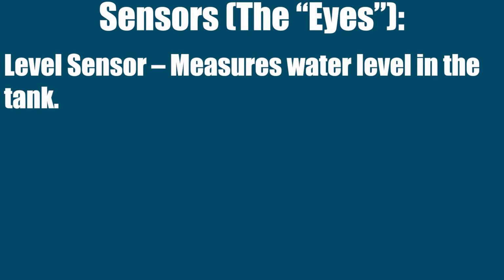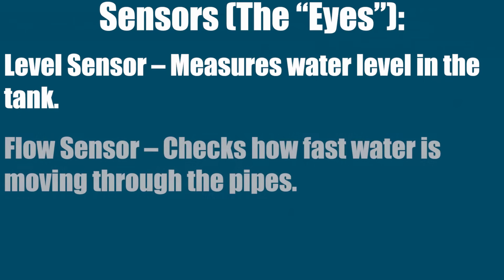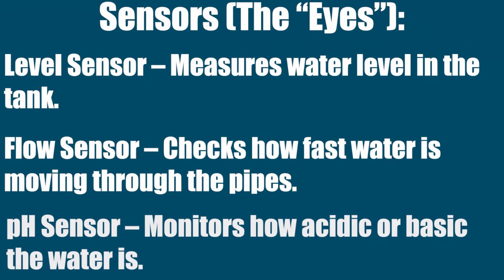The sensors, right, they're the measurement, the eyes. The level sensor measures water level in the tank. The flow sensor is going to check how fast water's moving through the pipes. The pH sensor is going to monitor how acidic or basic the water is. These sensors together send their signals to the control system.